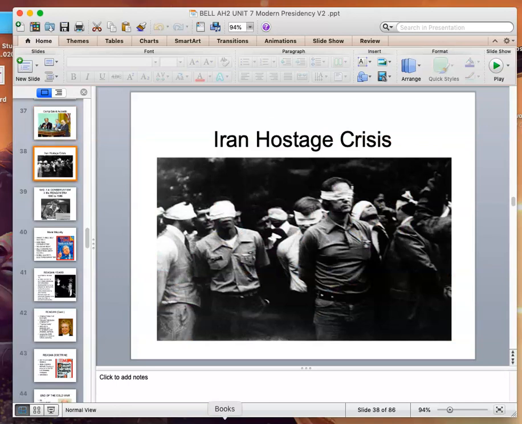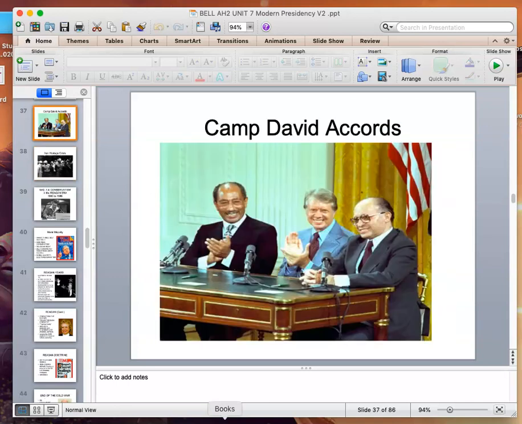The Iran hostage situation there. You see the hostages as they were being held in Iran. The Camp David Accord agreement, which was one of the biggest foreign policy accomplishments of any president. So for all the bad things that Carter had, this was a significant accomplishment. And Carter, while not a great president, is just a genuinely good human being. He is the guy who started Habitat for Humanity. I believe he's 94, and up until the time of this recording is actually still alive.